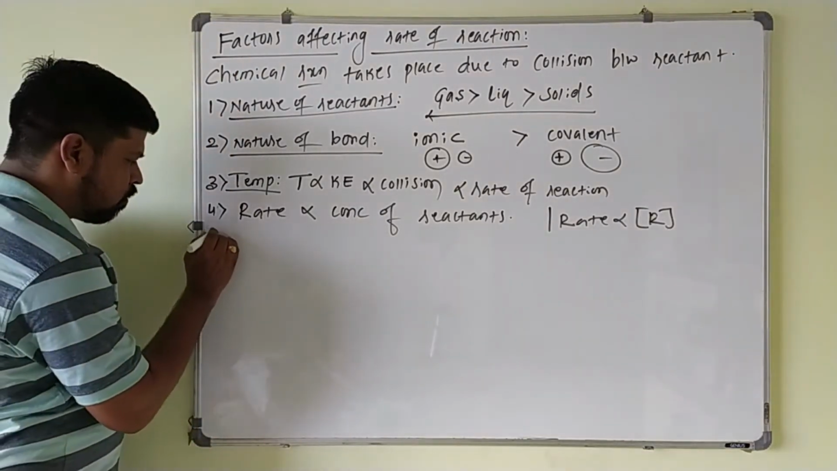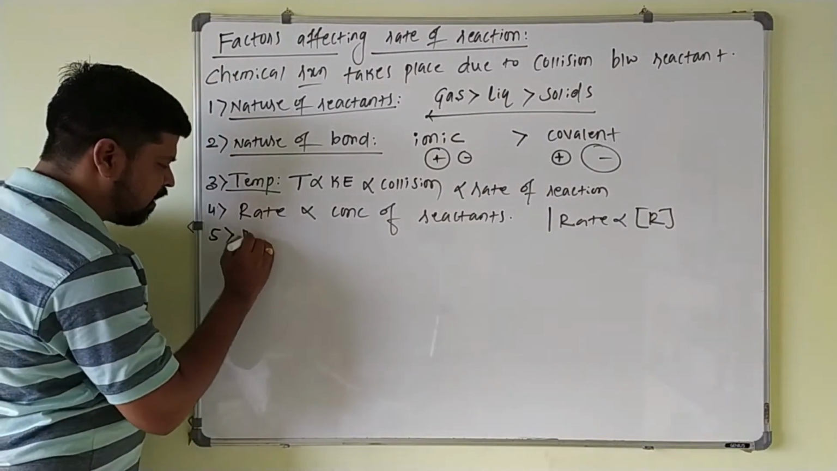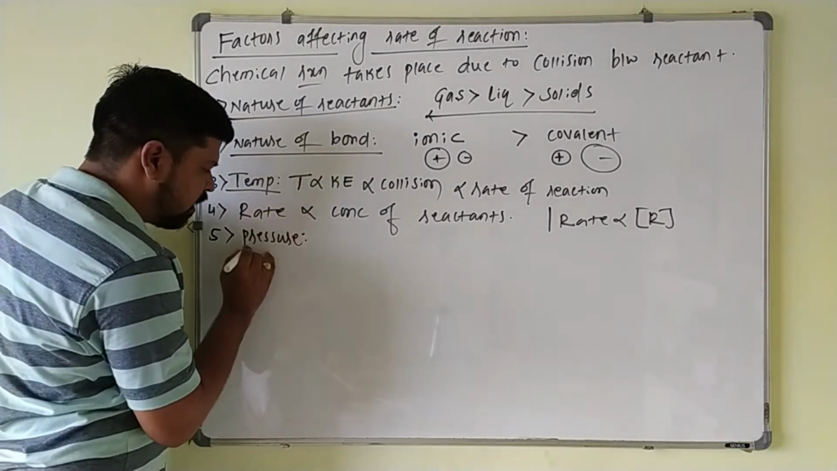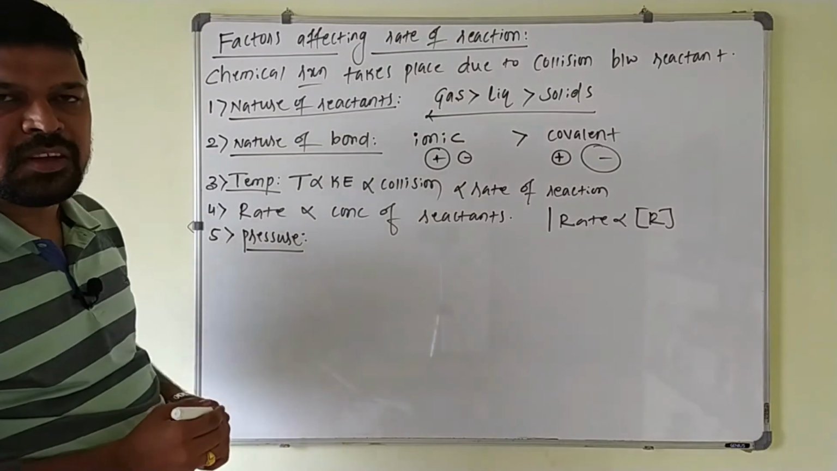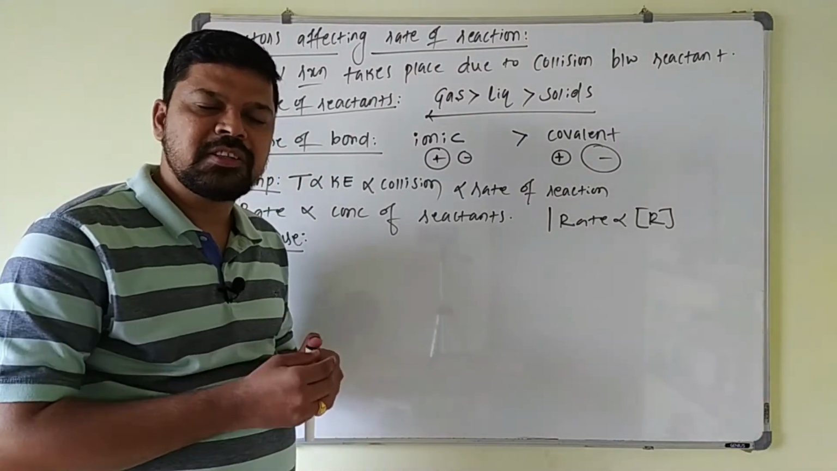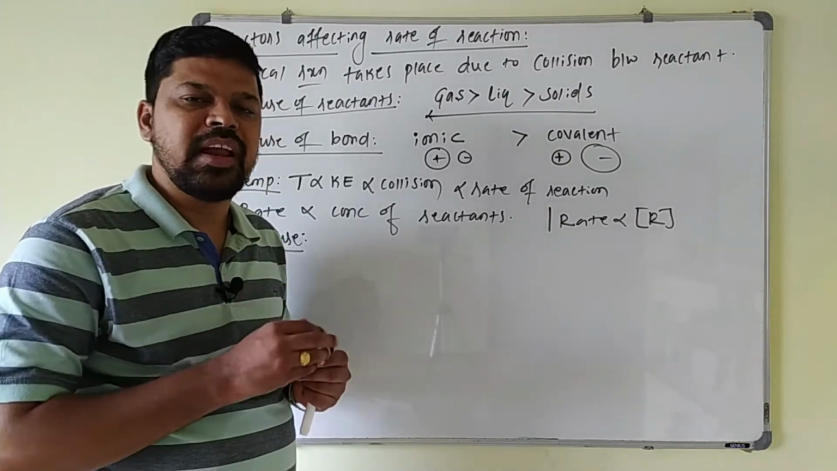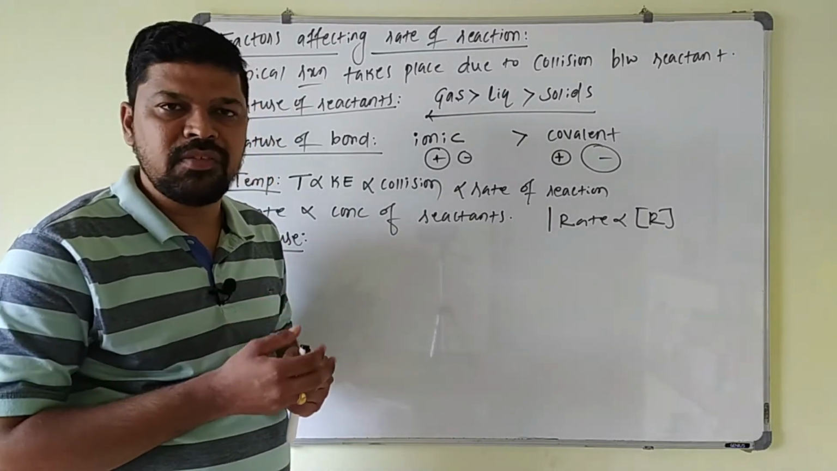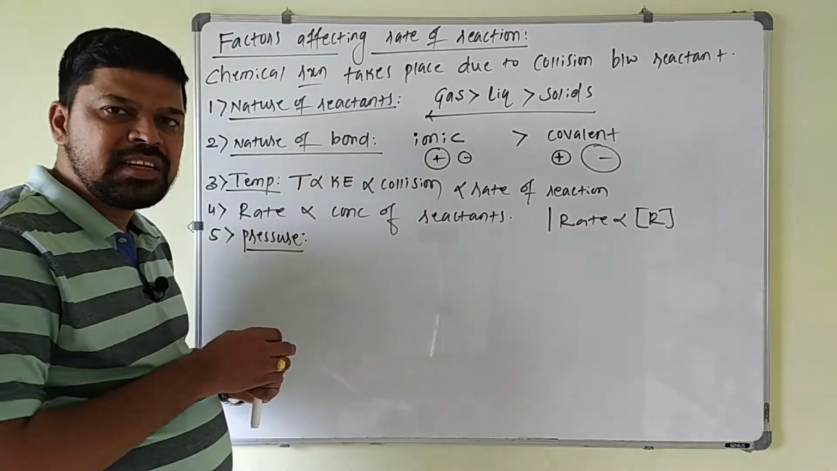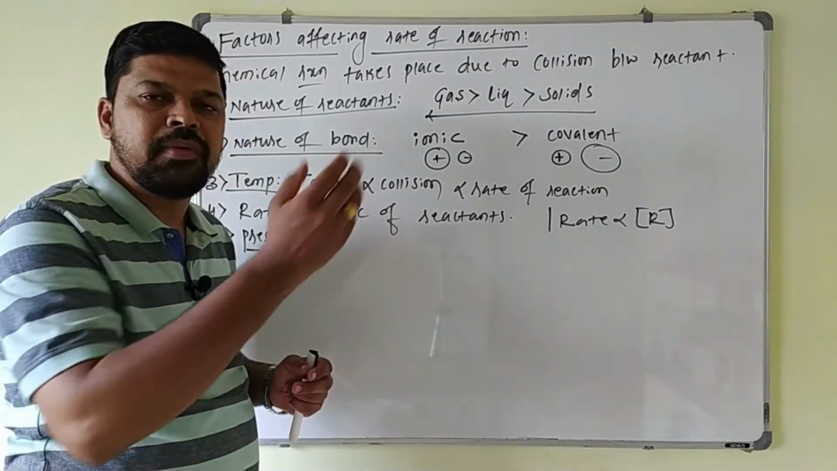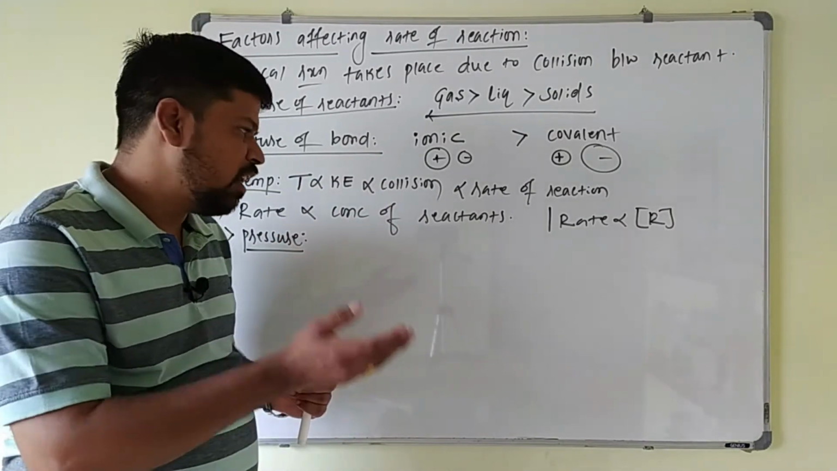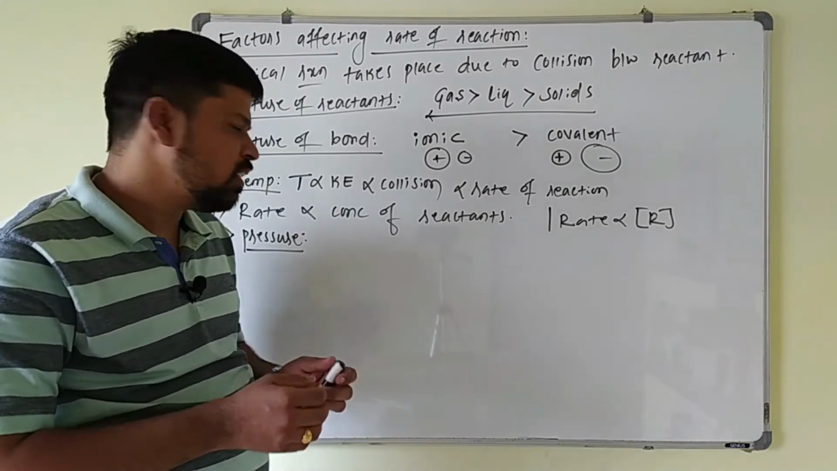Next one, what is the effect of pressure? In the case of gases, we know that their concentration is expressed in terms of partial pressure. So for gases, as partial pressure increases, their concentration increases, collisions between the reacting molecules also increase, and again the rate of the reaction increases. How is the pressure of a gas increased? Just by decreasing the volume, their pressure increases, which is considered as an increase in concentration, and collisions increase, so the rate of the reaction increases.